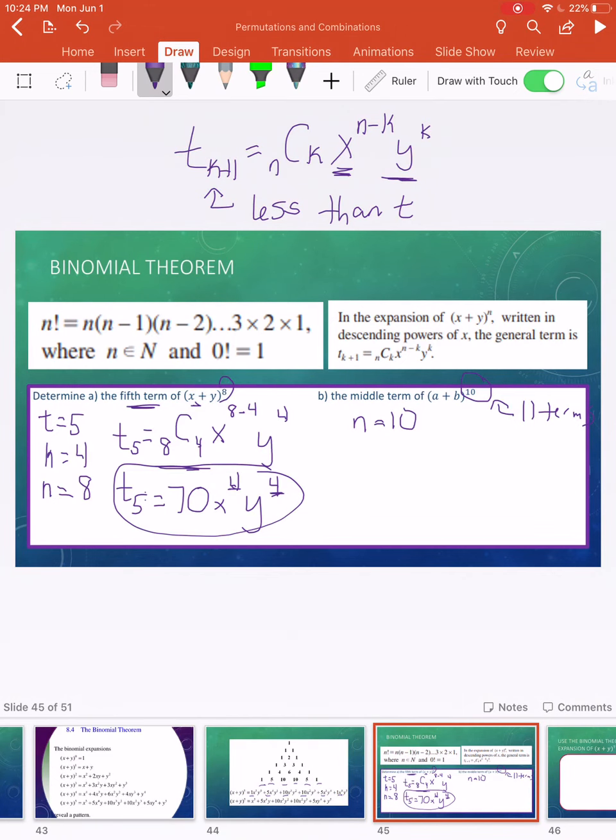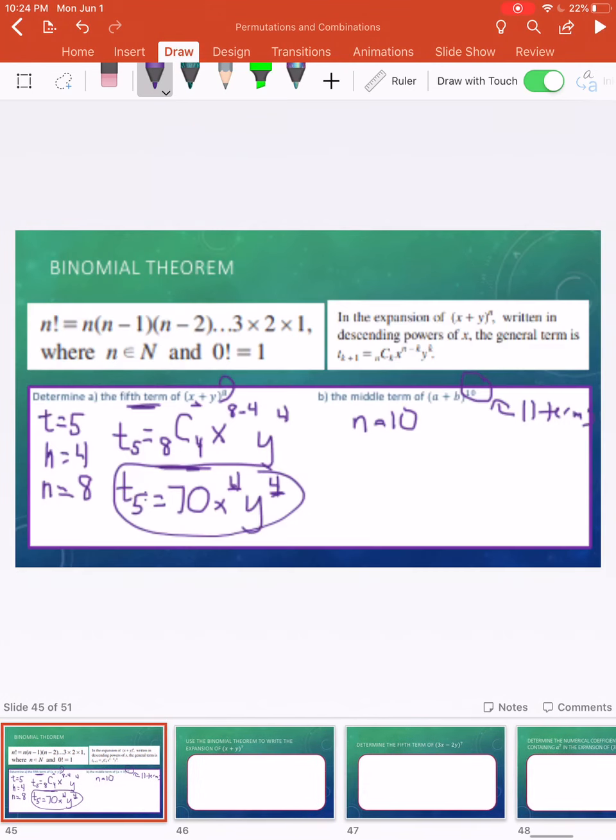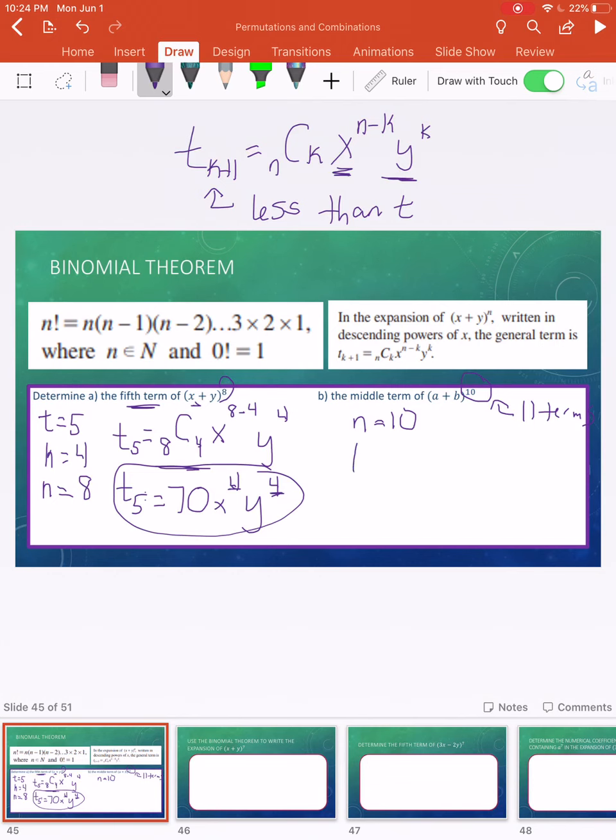Actually, I can go back to the first slide. Do you see how you have x plus y to the power of 5? If you count, you have 1, 2, 3, 4, 5, 6 terms. So you always have one more term in expanded form than whatever the exponent is. If I have 11 terms, my middle term would be term 6 because I'd have 5 terms before it and 5 terms after. If my t value is 6, my k value has to be 1 less than 6, which is 5. Now that I have this, I'm going to fill in the formula.